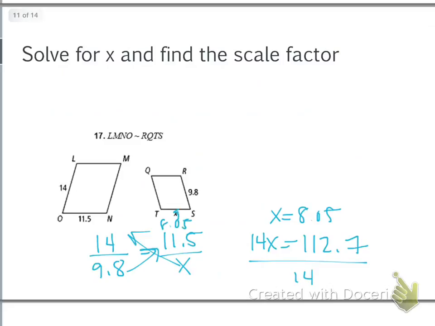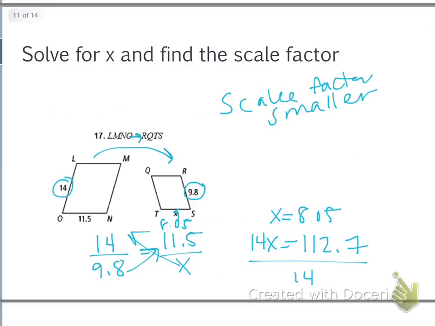Okay, it looks like I'm going from LMNO to RQTS, so I'm going this direction, so it's getting smaller. If you can't tell by the picture, if I look, 14 goes to 9.8, so it's getting smaller. So if it's getting smaller, my scale factor should be smaller.